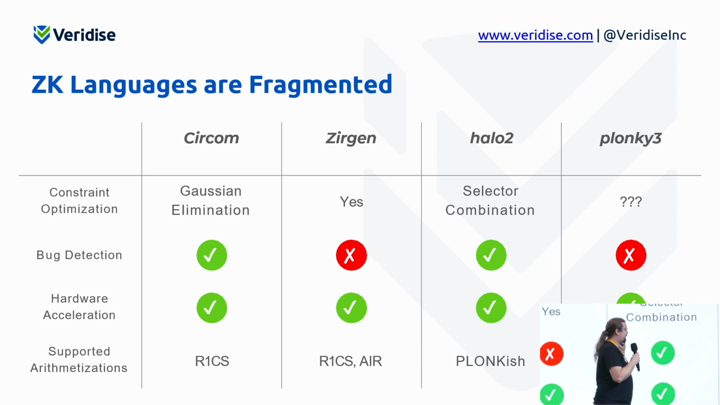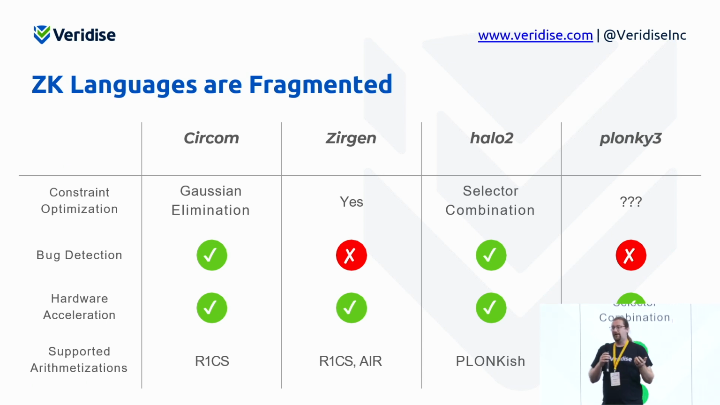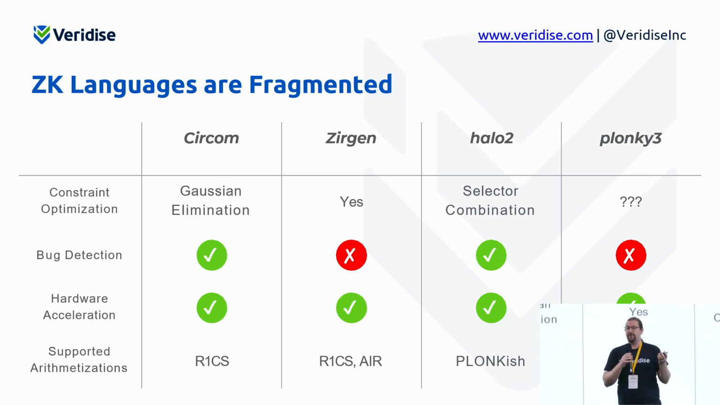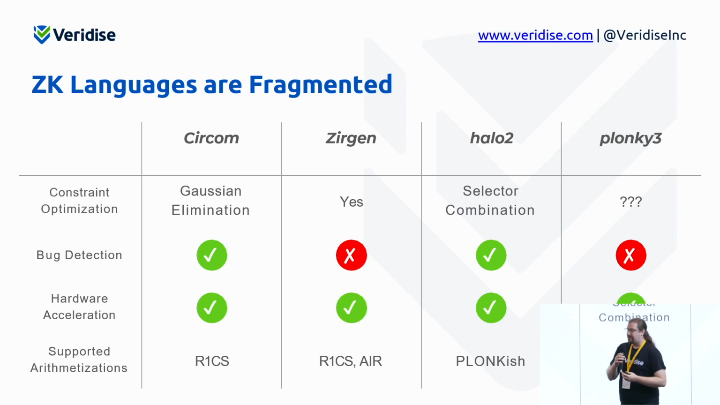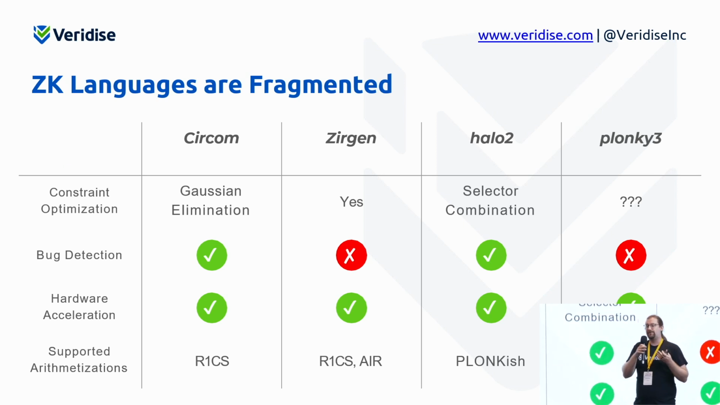And several of the languages up there have bug detection tools. And finally, a lot of you who are writing ZK applications are probably very interested in hardware acceleration because you want to make proving faster. And as you can see from this table, there's kind of a lot of variance in this, where all of them have some form of hardware acceleration. However, they often diverge in the type of hardware acceleration that they have, where some accelerate specifically for CPUs, others have GPU support, and so on.